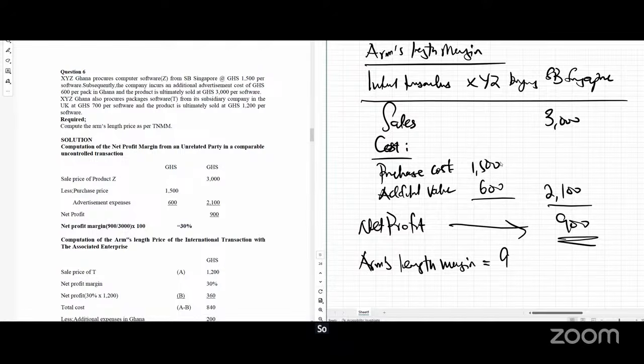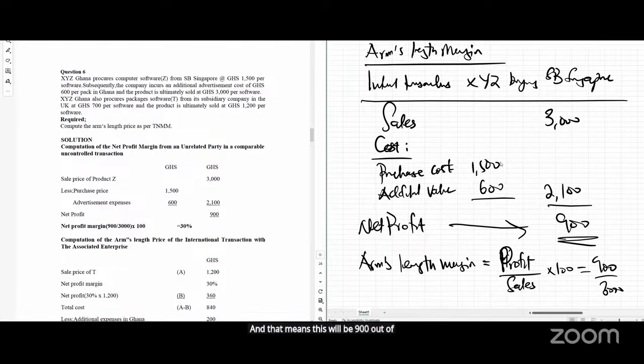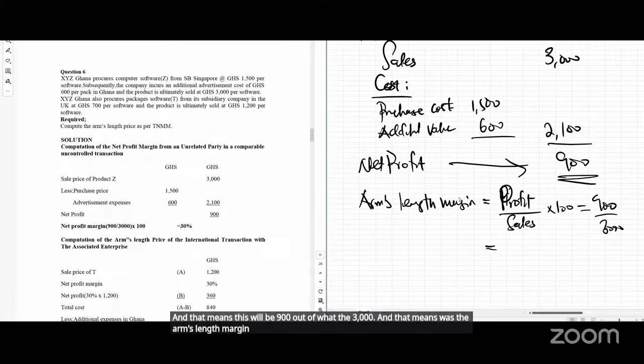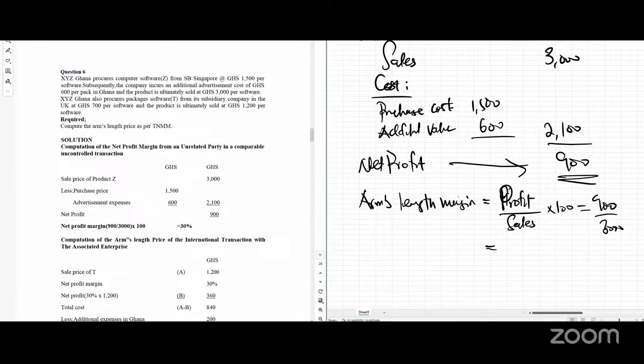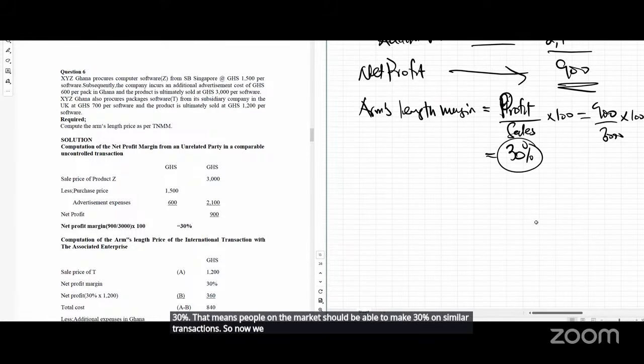So in that case, our arm's length margin becomes what? Our profit over our sales, times 100. That means this will be 900 out of the 3,000. So what's the arm's length margin? 30%. That means people on the market should be able to make 30% on similar transactions. So now we are going to use this to price ours.